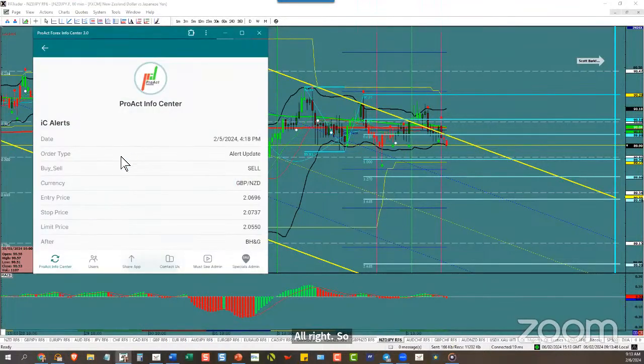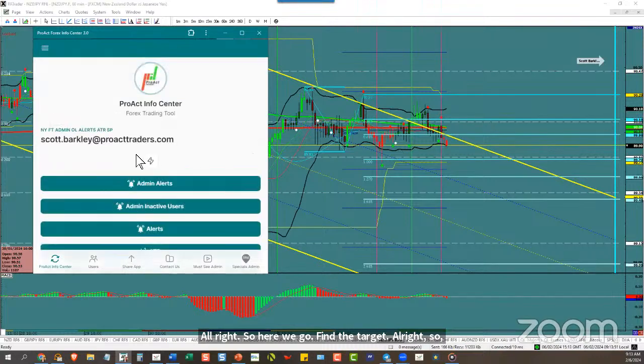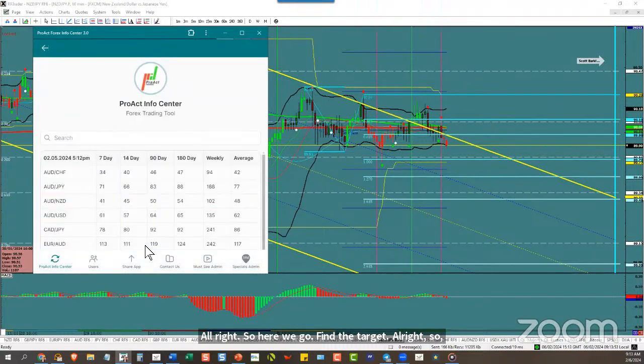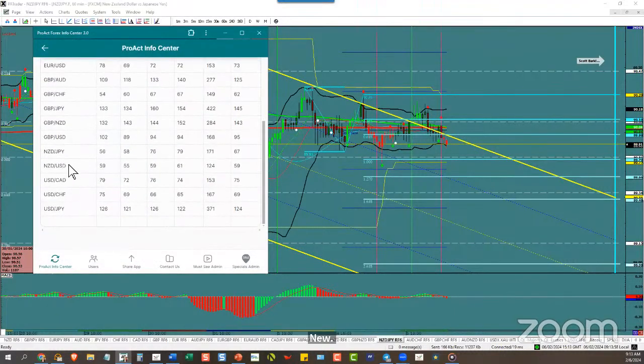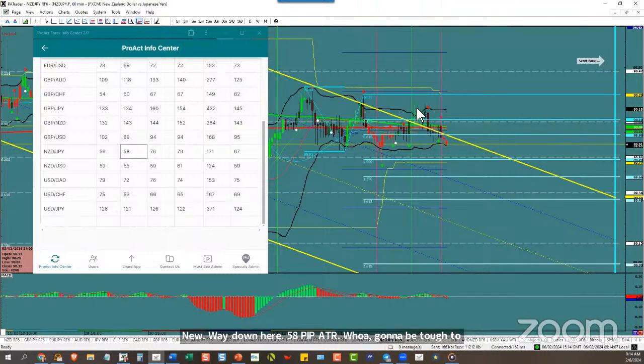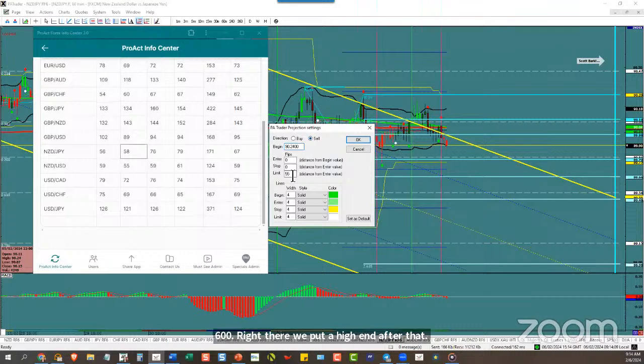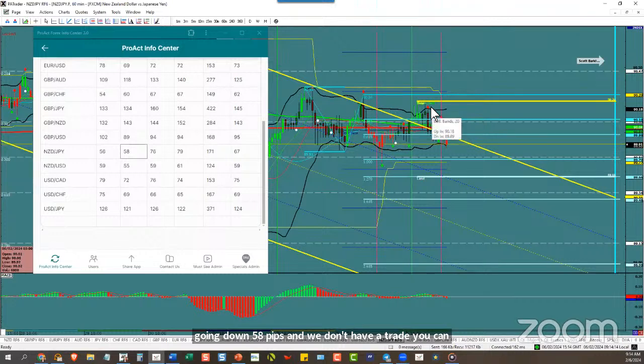All right, so New Zealand yen, back to the ATR. New Zealand yen, way down here. 58 pip ATR. Whoa, it's going to be tough to trade it if we even get it. All right, 1600 right there. We put a high in after that, and we're going down 58 pips, and we don't have a trade. You can see right away you don't have 55 pips. All right, so there, 58 from up here. So you don't have a trade here, all right?